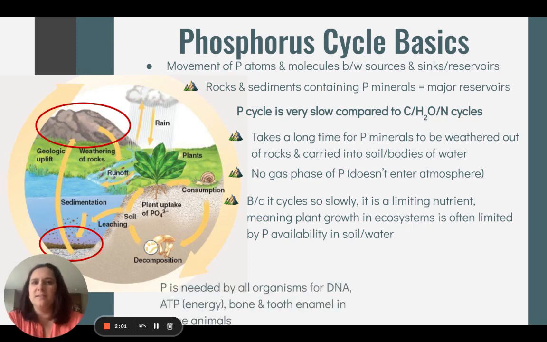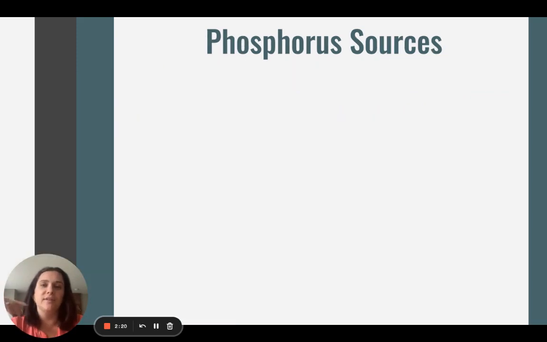And it's really important. Phosphorus is part of our DNA. It's part of our ATP, right? We know DNA is hugely important to living things. ATP is like that biological energy molecule. So again, really important. And it's also part of our bones and our teeth enamel, all sorts of other things. So it's a very important nutrient for all living things.